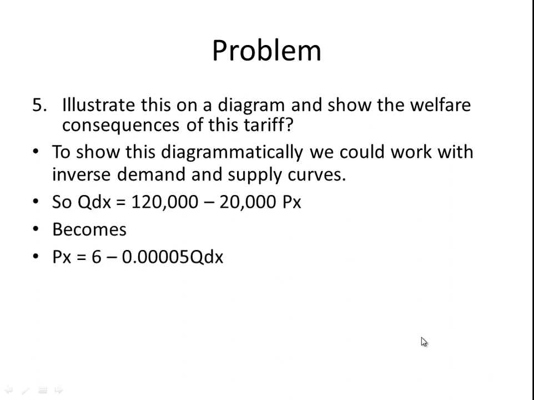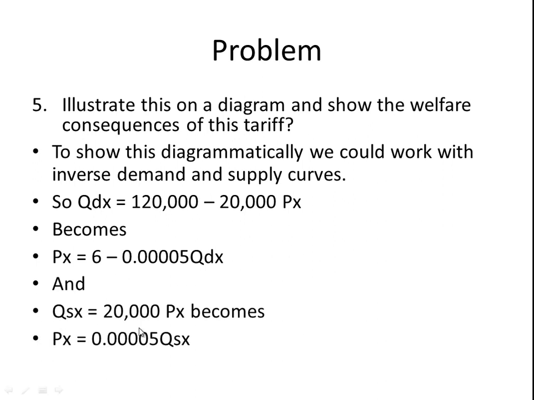So we could take the demand curve like so, and turn it into an inverse demand curve, just by rearranging and dividing through by 20,000. And likewise, we could do the same with the supply function. That would be the normal way of looking at the supply function, which is what we're given in the question, but we could make it an inverse supply function, where P becomes a function of QSX. Okay, but really we don't need to do that.